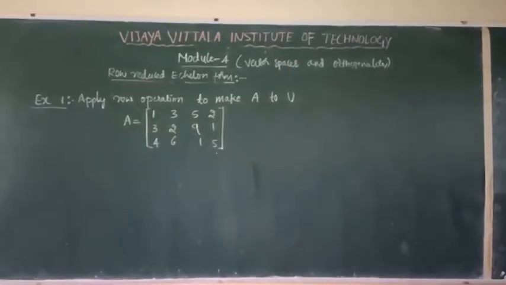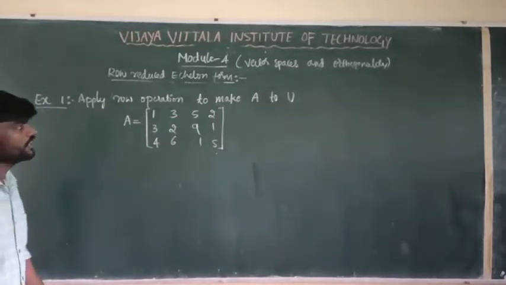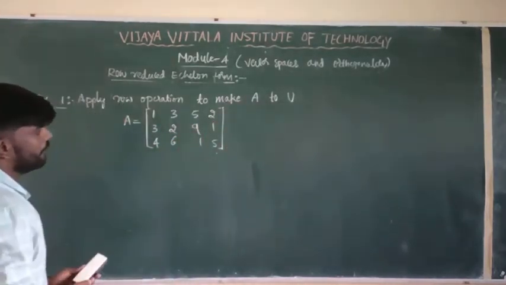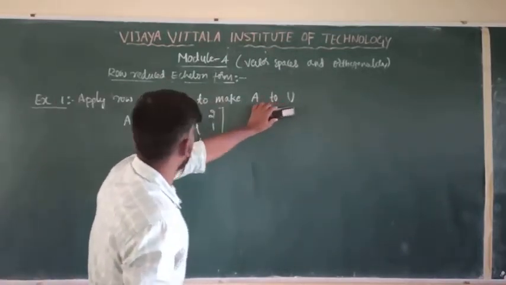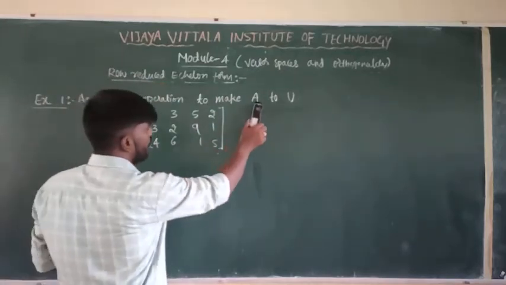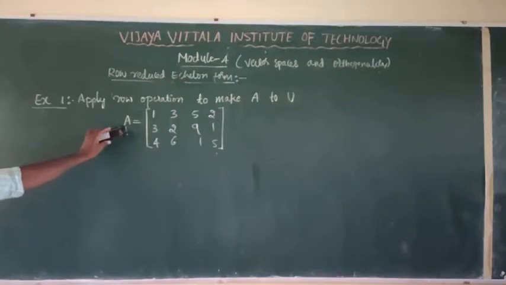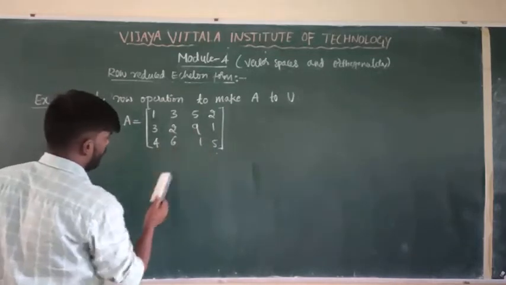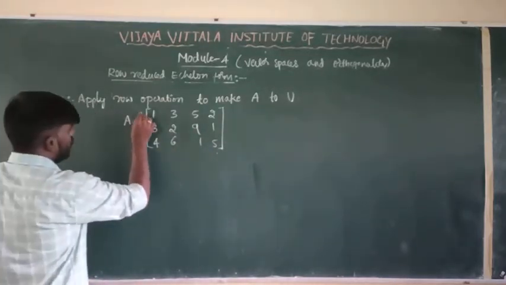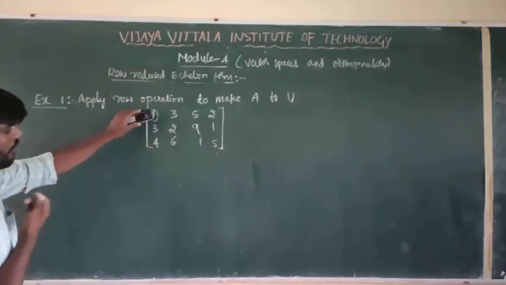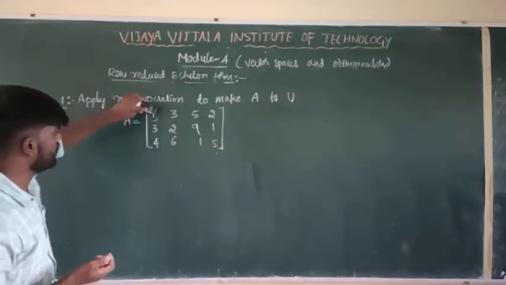Now we will solve this problem using echelon form. What is the problem? Apply row operations to make A to U. U means upper triangular matrix, which is nothing but the row reduced echelon form. We make A to U. The given matrix is: 1, 3, 5, 2; 3, 2, 9, 1; 4, 6, 1, 5. By observing the first row, the leading entry is non-zero, as well as being 1.